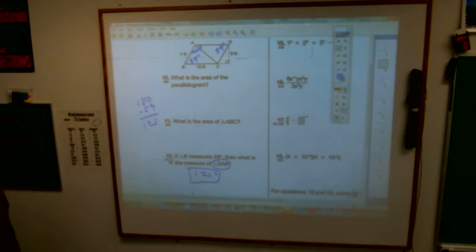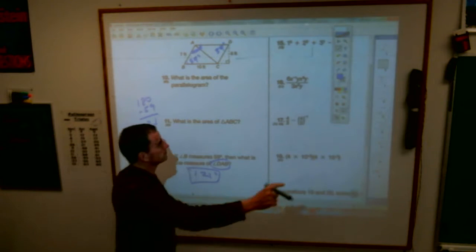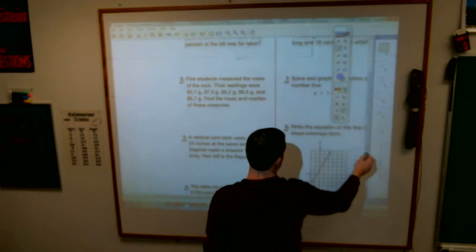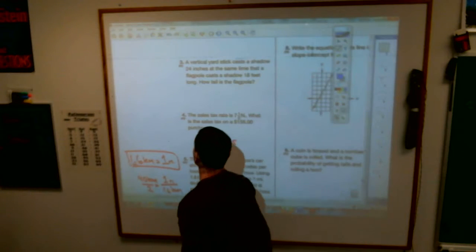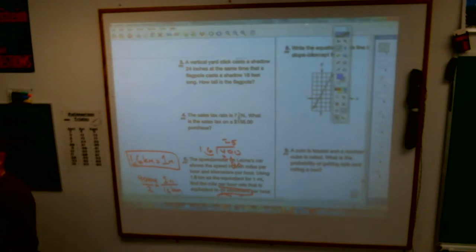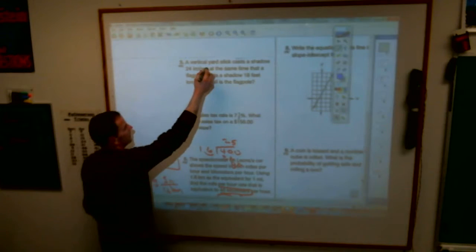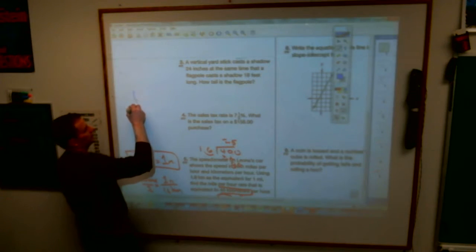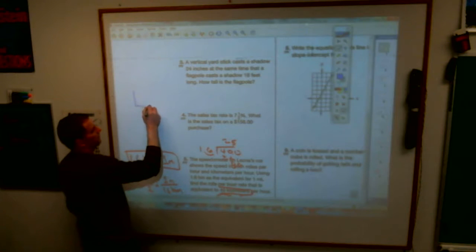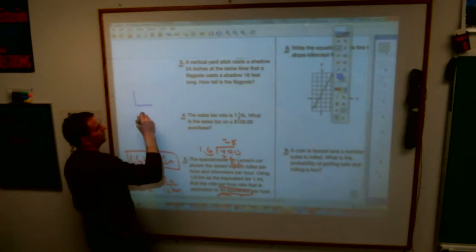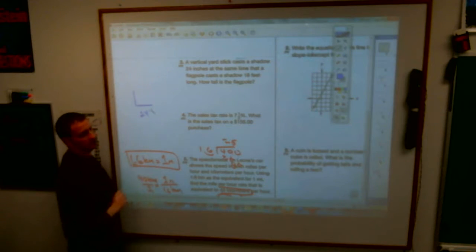Josh. Number 3. A vertical yardstick casts a shadow. What do you have to do for this one, Jaden? Draw some pictures. Yes. Alright. And again, I remember talking about this. Here's my yardstick. It cast a 24-inch shadow. How high is my yardstick?